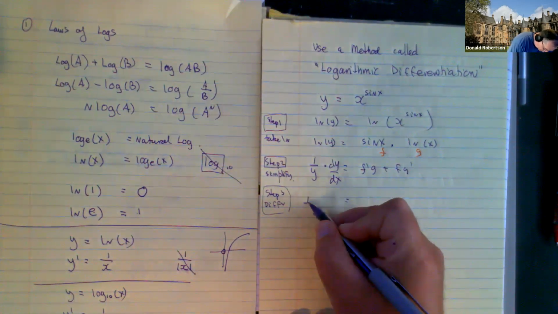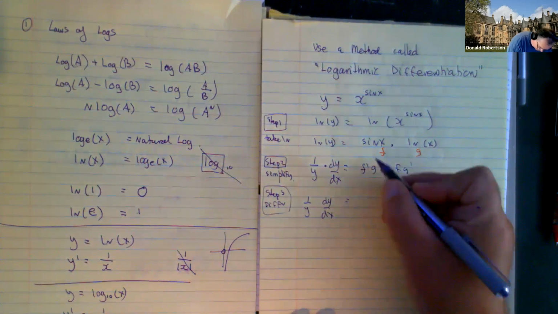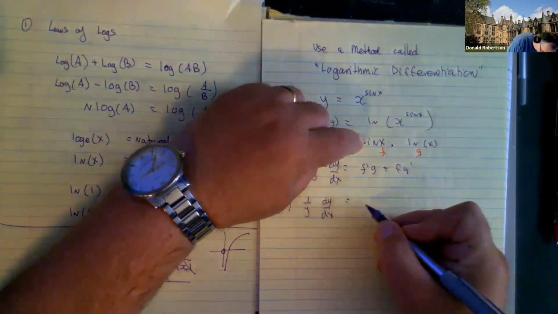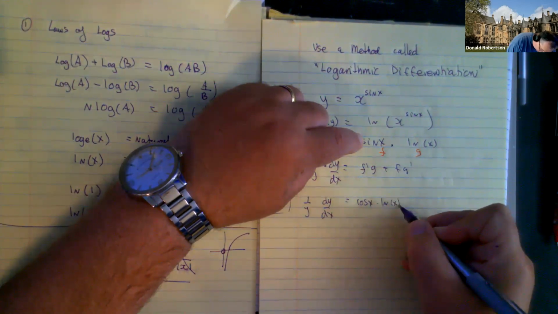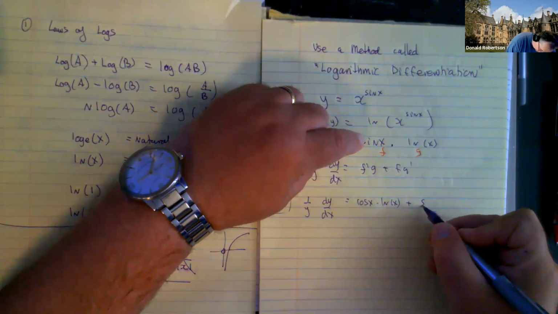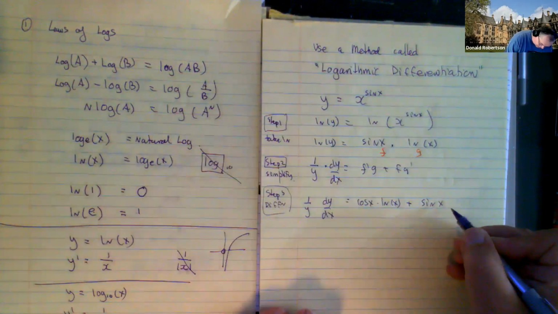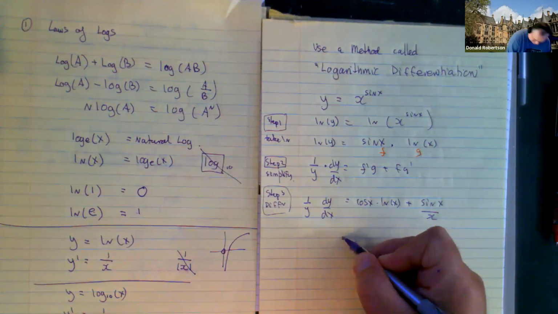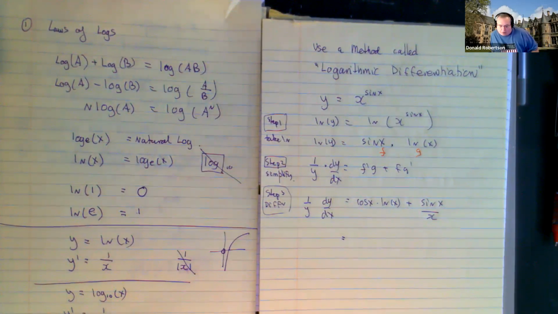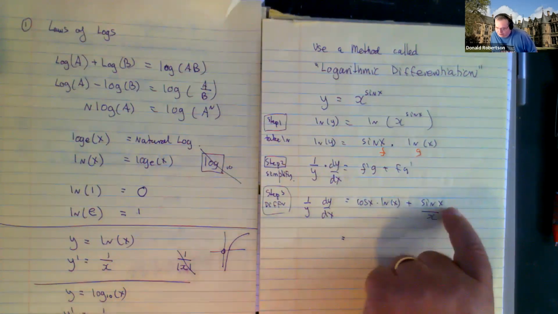And so I have 1 over y dy by dx is: differentiate this guy, you get cosine x, leave this guy alone, you get the natural log of x, plus leave this guy alone, you get sine x, differentiate that, you get 1 over x, so you get that. So right now, all I know is that 1 over y times the derivative is this.